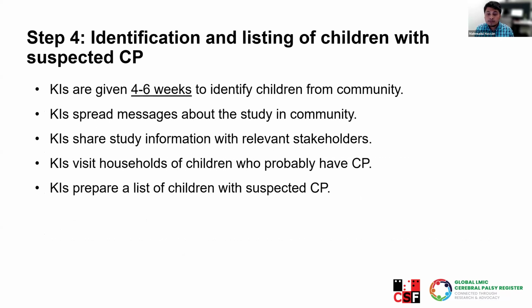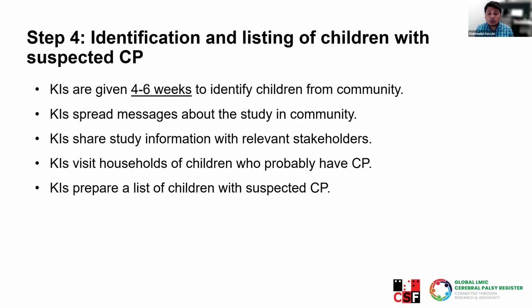After the training, key informants are given 4 to 6 weeks to identify children from the community. To facilitate the identification of children with CP, KIs should share the study information with their communities and relevant stakeholders. Once identified, KIs should visit the households of children who probably have CP to talk to their parents and observe their symptoms. If suspected, KIs should prepare a list of children with suspected CP. KIs should clearly understand that the medical camps are for screening and referral only, not for direct treatment. False expectations can cause confusion and frustration.